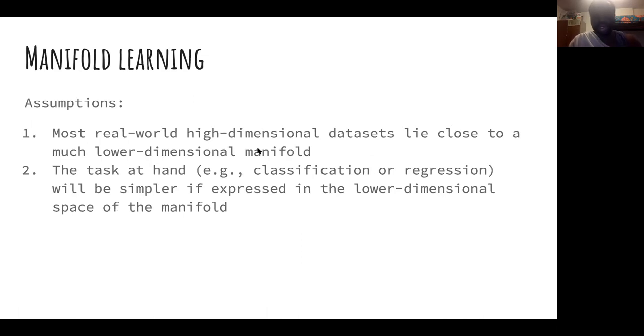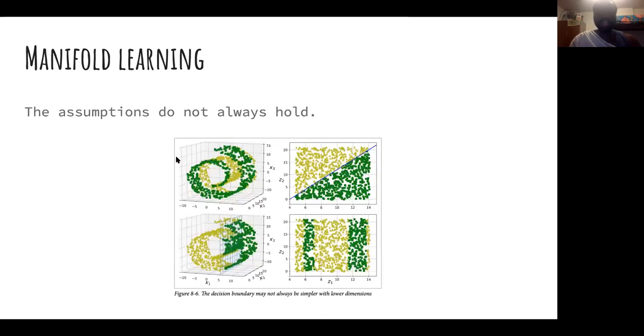It makes 2 main assumptions. The first is that most real-world high-dimensional data sets lie close to a much lower dimensional manifold. Basically, it's saying that this is possible. The second is that tasks like classification or regression will be simpler. We'll talk more about this in the next slide. This assumption does not always hold.